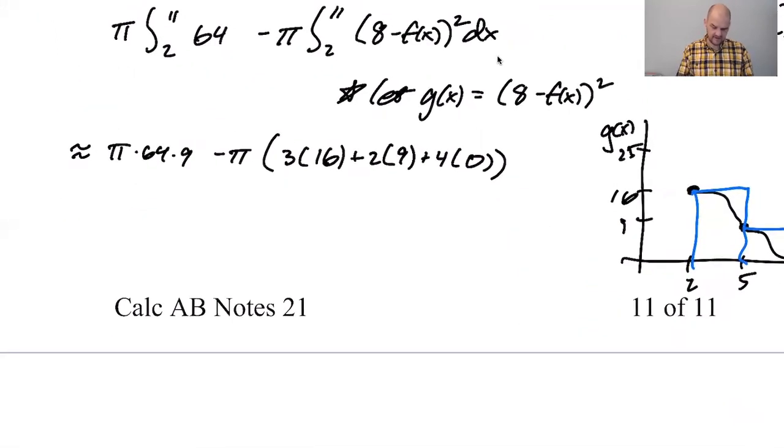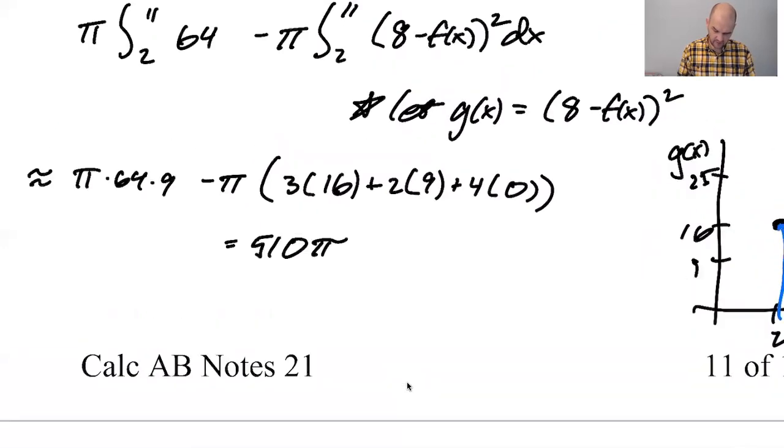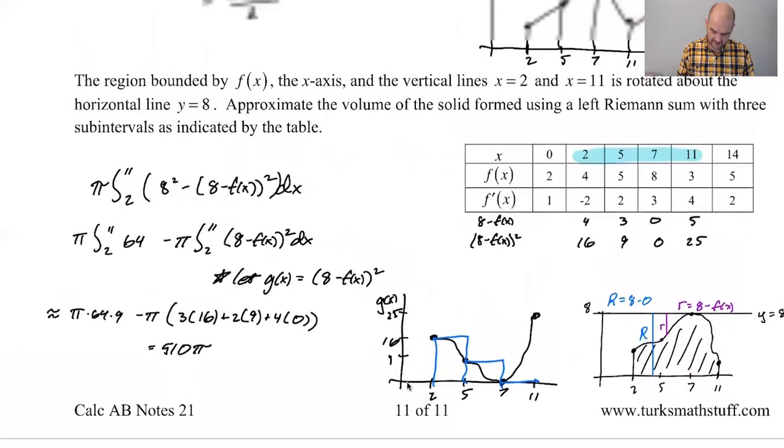So we get that. I'm going to use a calculator to just knock out those numbers. And then I think, unless I have some big time fundamental misunderstanding, this should be it. And I really hope that I don't have that, but cannot rule it out. 3 times 16 plus 2 times 9 plus 4 times 0. I'm typing it. You can hear it. 510 pi. So that is approximately the volume that you would get if you rotated the region.